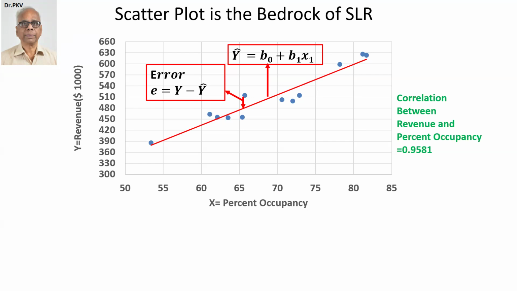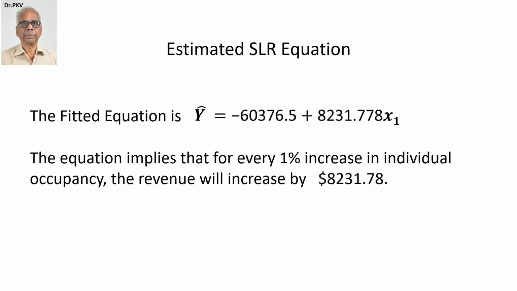So we proceed to the next step, which is what is the regression equation estimated, which we can use for prediction. In other words, what are the values of B0 and B1? What is the intercept? What is the slope? Here is the answer. We have got the next step. This is the estimated equation. We had y equal to minus 60376.5 plus 8231.778 x1.